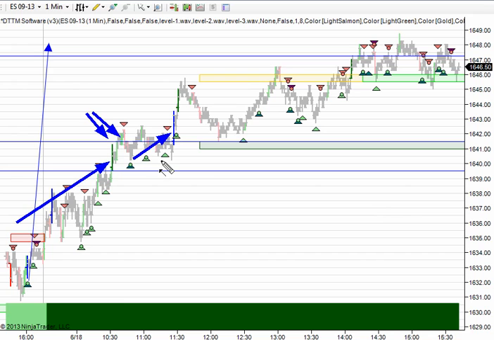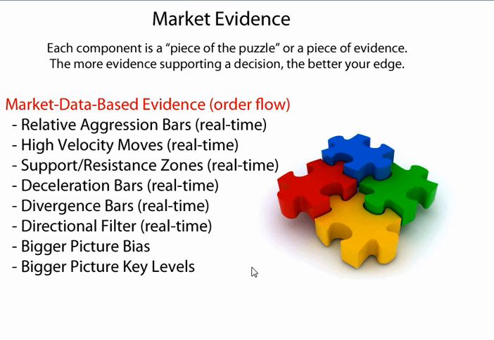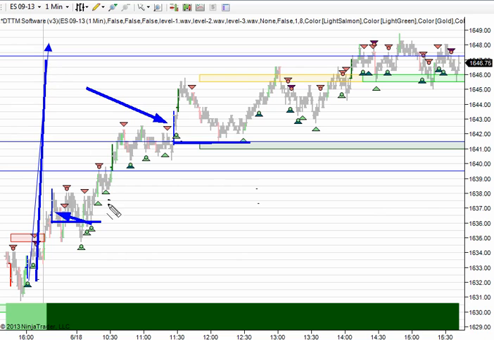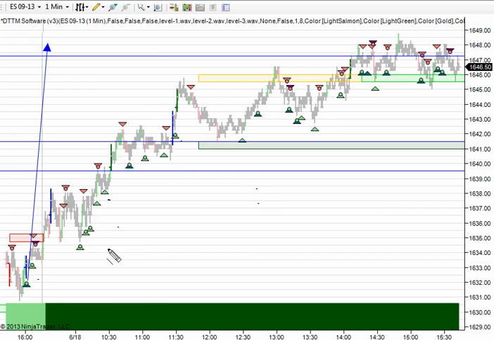strong aggression. That's where I wanted to talk about this idea of confluence as well, because if we go back to our image here, we've got these relative aggression bars that I was talking about, the level 3 bar here that is showing extreme buying aggression coming into the market. Same there. Generally speaking, the low of a level 3 bar should act as pretty good support, especially within the context of a bigger picture up auction like we have here today. We've also got the directional filter here, which is strongly bullish.